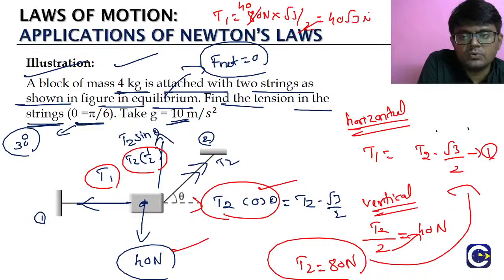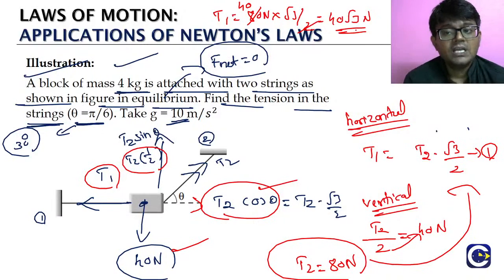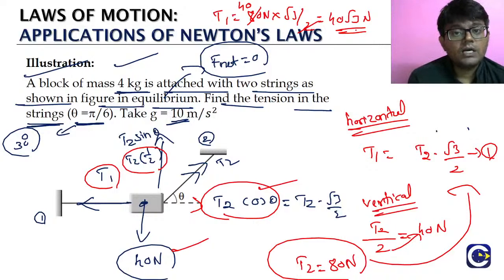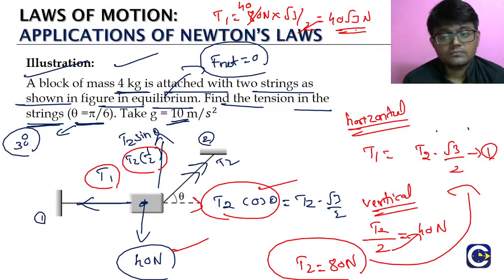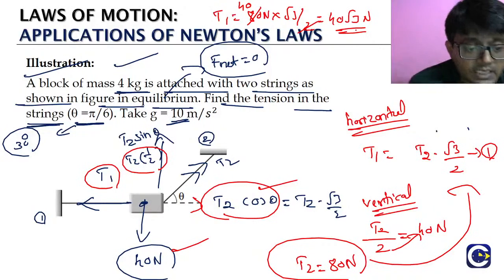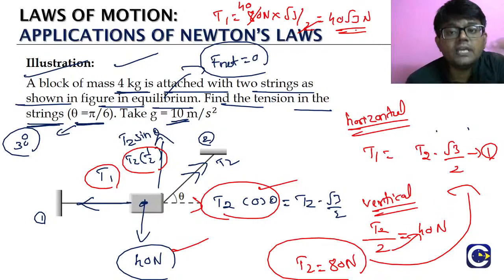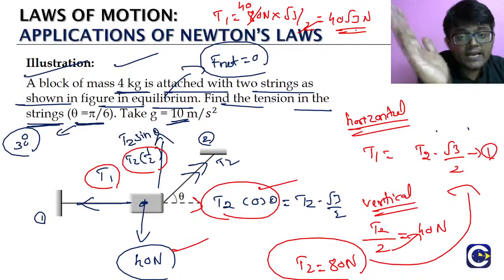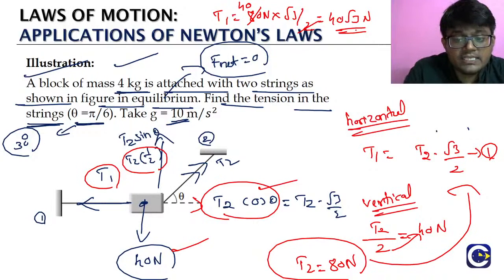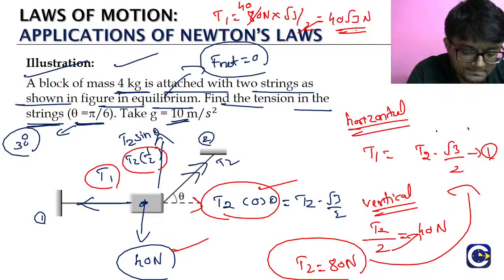40 √3 newtons. If you want, you can simplify that. If you want the exact value, you can put the √3 value as 1.732 and find it out, or we can just leave it like that. Okay, so what is the tension in the left side rope? That T1, right? What is it? 40 √3 newtons. And the inclined rope, what is the tension in the inclined rope? 80 newtons. You check and see, you should also get the same answers. Okay.